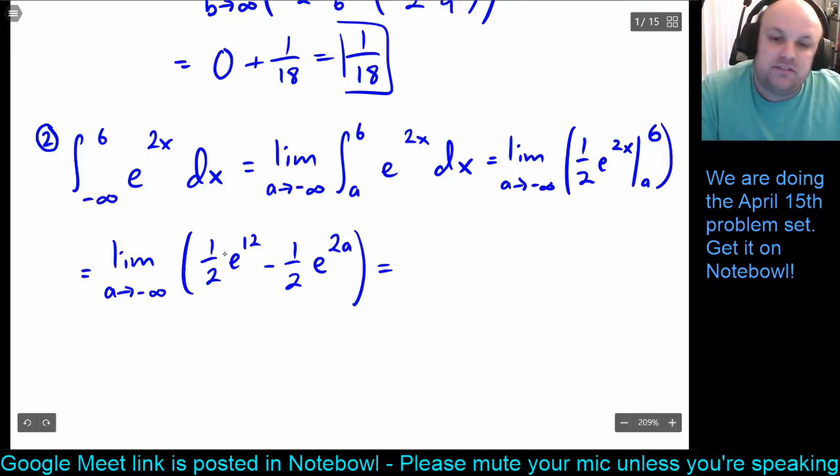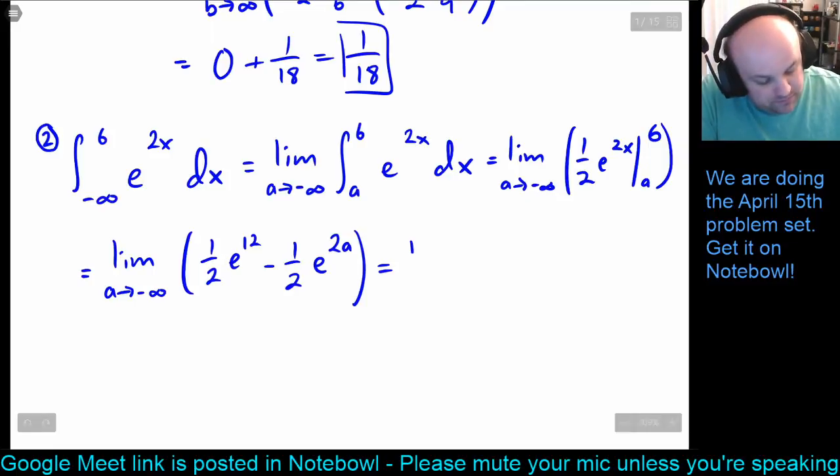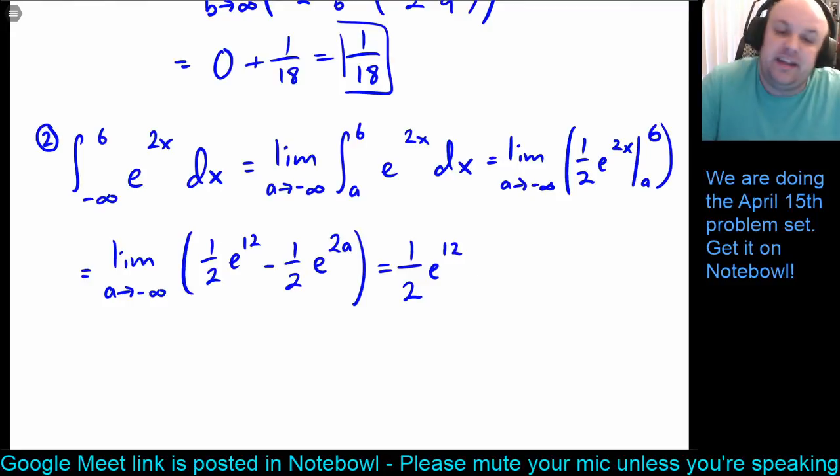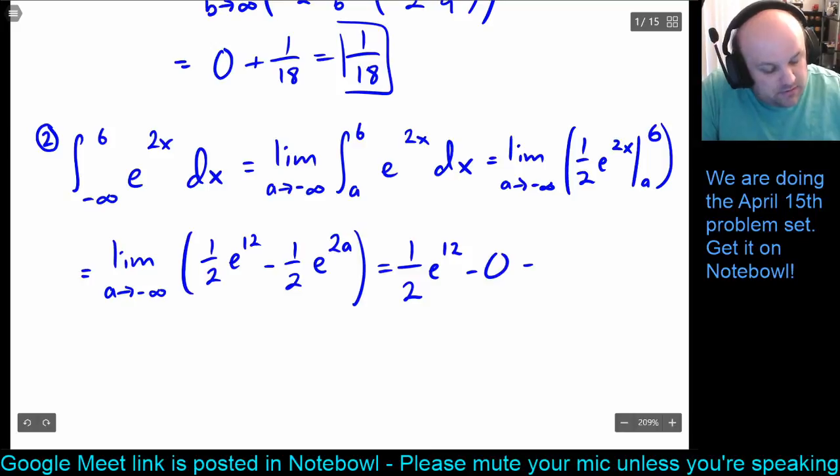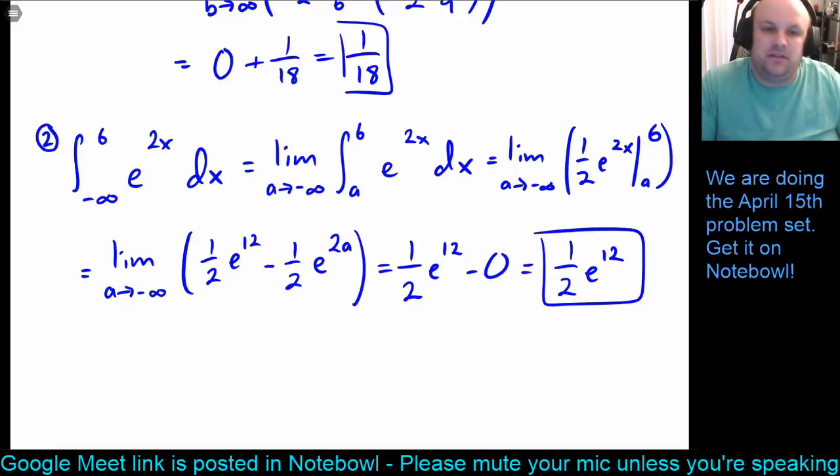This first part, when we do the limit, that's not going to be touched at all. Right? So this is just a constant, so it can come out. This thing here, e to the 2a, as a goes to negative infinity, what we're going to wind up with is e to a larger and larger negative power. So it's going to be a really huge negative power, which means it's going to go to 0. This is minus 0. So our final answer is 1/2 e to the 12th. And that's that. All right. Any questions about that one?